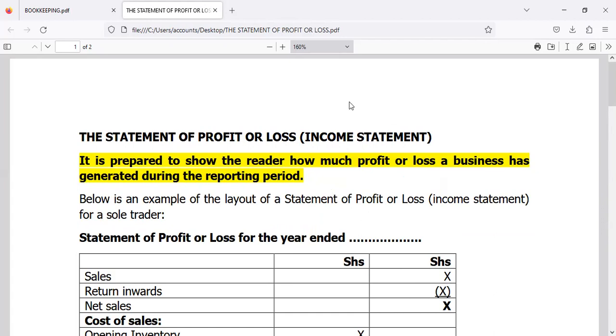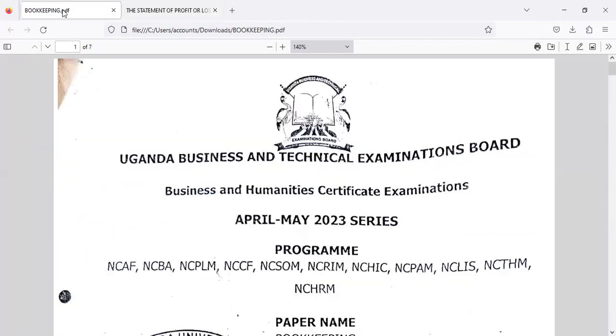Now, I have a sample question here for Uganda bookkeeping, which we are going to use as our sample question to show you how you can prepare the financial statements of a sole trader. So this is for the April-May 2023 series. This is what I'm going to use to show you how to prepare the income statement and the balance sheet.